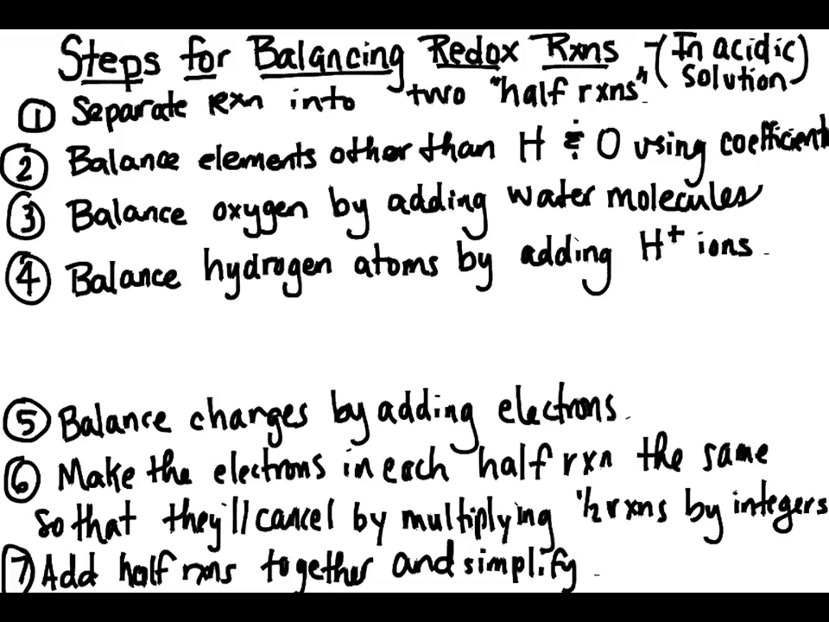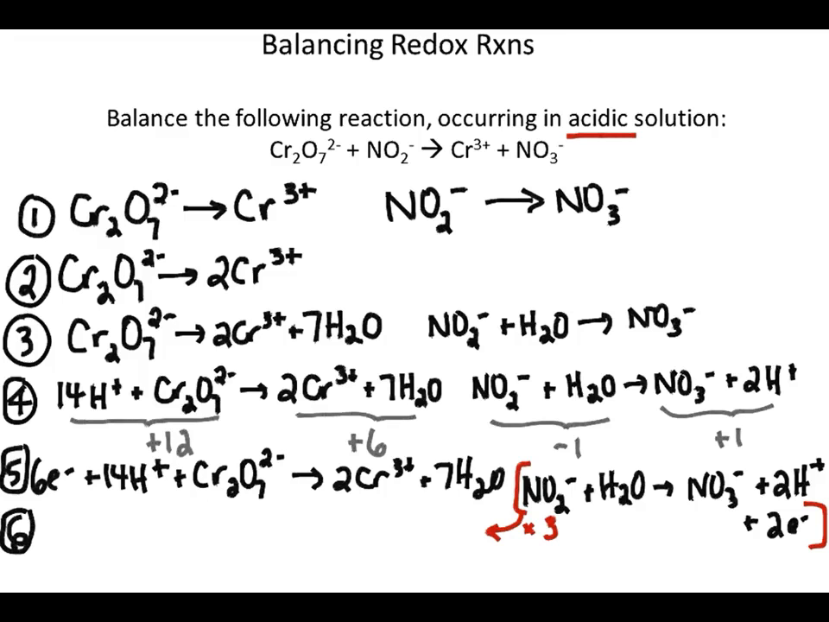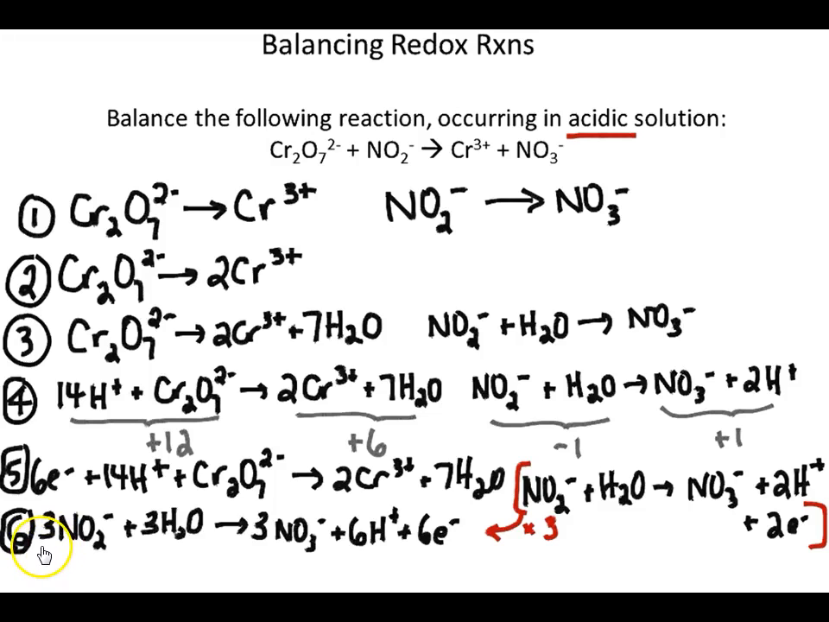So step 6 is we need to make both of them a 6 so that they cancel out when we add them together, which means we're going to multiply the right-hand half reaction. The whole reaction gets multiplied by 3. So you end up with 3 nitrites, 3 waters, 3 nitrates, 6 H pluses, and 6 electrons.